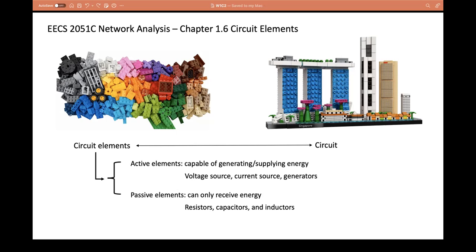But there's one thing I want to point out: even the active elements, they are capable of supplying energy to the circuit, but it doesn't necessarily mean they are doing that function in a certain circuit. So you have to analyze it. You have to figure out whether they are working as a supply or not. And we'll later see some examples.